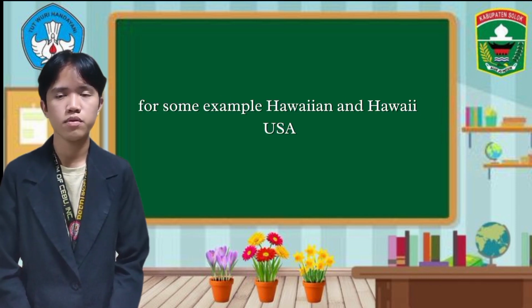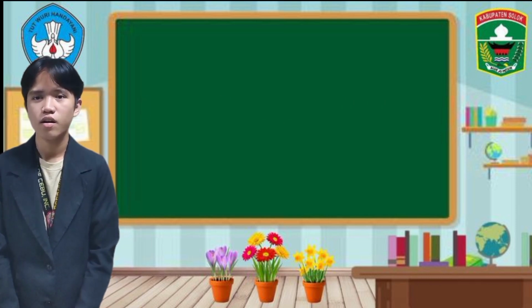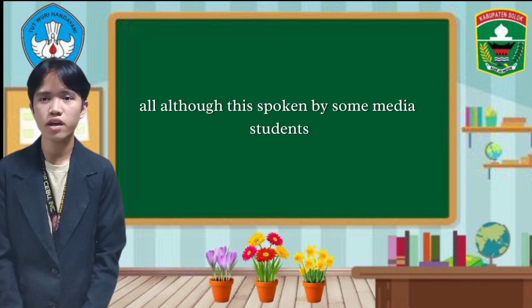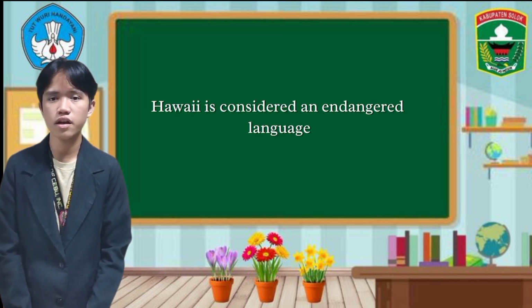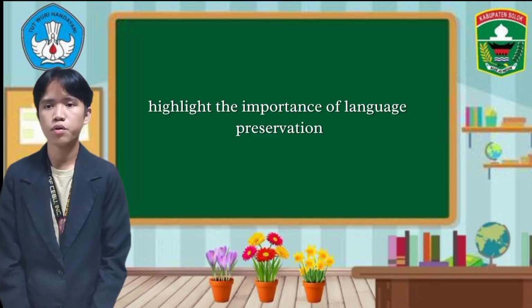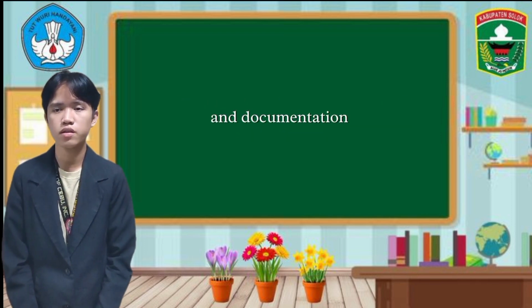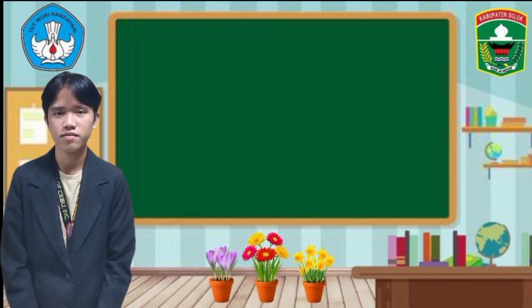So, some examples: Hawaiian in Hawaii, USA. Although it is spoken by some native speakers, Hawaiian is considered an endangered language due to outside influence. This highlights the importance of language preservation and documentation efforts to protect linguistic diversity.